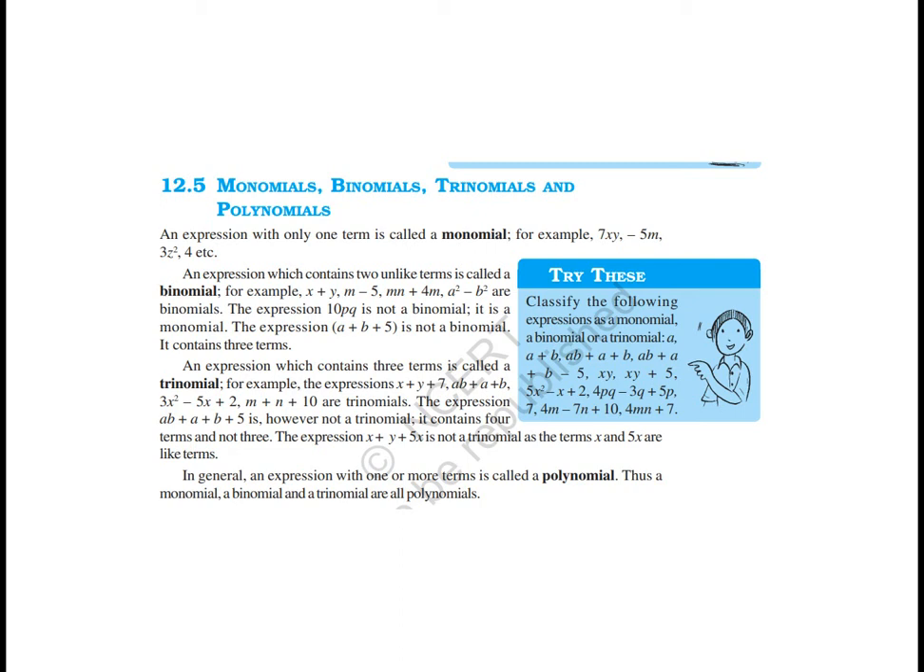Three unlike terms जहाँ पर होंगे, they will be called trinomial. And जहाँ पे बहुत सारे terms होते हैं, so basically monomial, binomial, trinomial, they are all called polynomials.